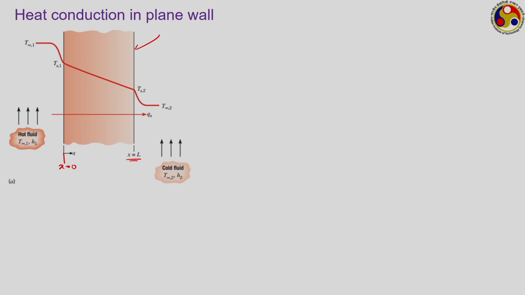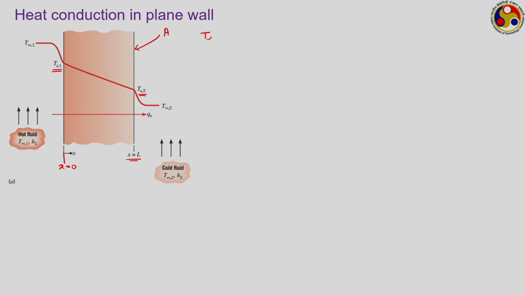Let us say the area of each of the faces of the wall is equal to A. One side of the wall is kept at temperature Ts1, the other side is kept at temperature Ts2, and a fluid, air or some other kind of fluid, is flowing on both surfaces. On one side you have a hot fluid flowing with temperature T infinity 1, and on the other side it is flowing with temperature T infinity 2, with T infinity 1 greater than T infinity 2.